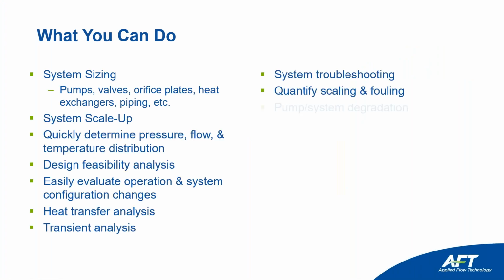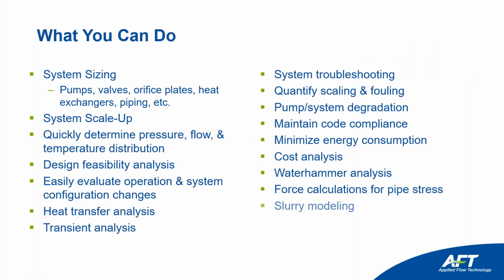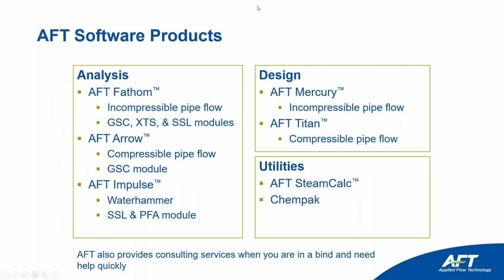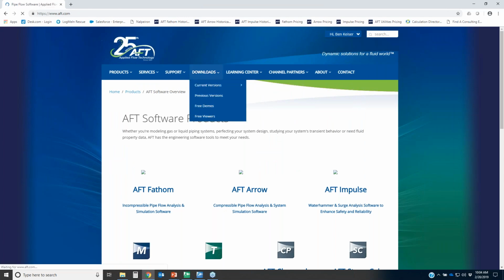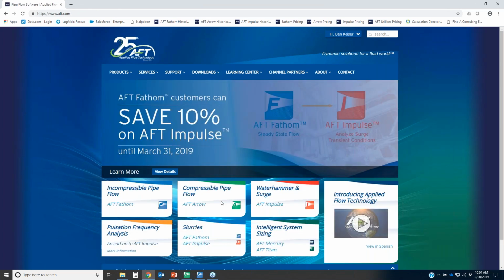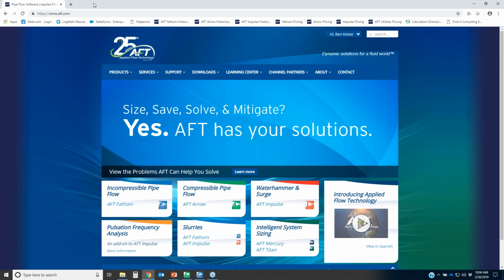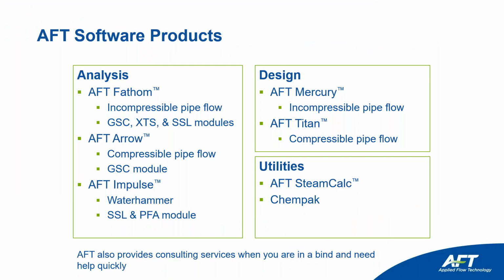This is some boilerplate stuff that you can keep on hand for reference. This is just all the different things that you can do with our software. And this is a summary of each of our software products: Fathom, Arrow, and Impulse, Mercury, Titan. We've got some utility products. All of those are available, and you can find out a lot more information on our website. If you go to aft.com, you can find information about each of our products down here. So I'm not going to spend very much time on these two slides. I'm just going to jump right into it, which I'm pretty sure is what you all have been waiting for.